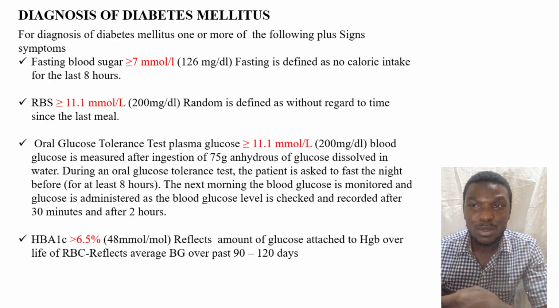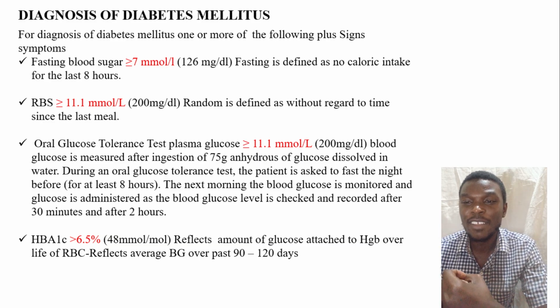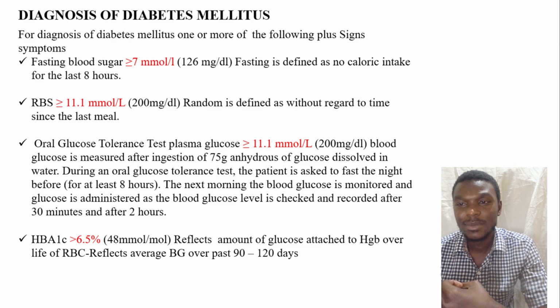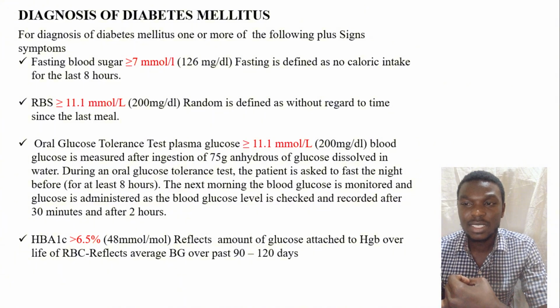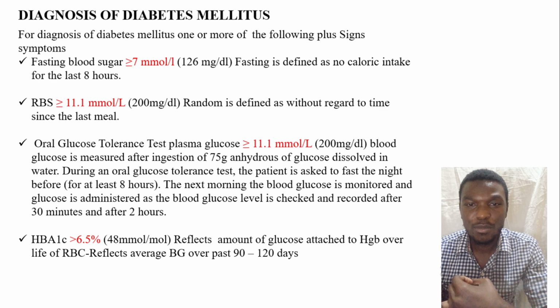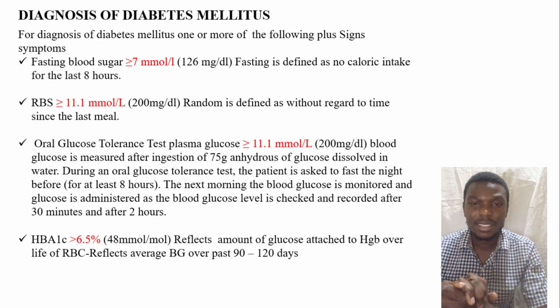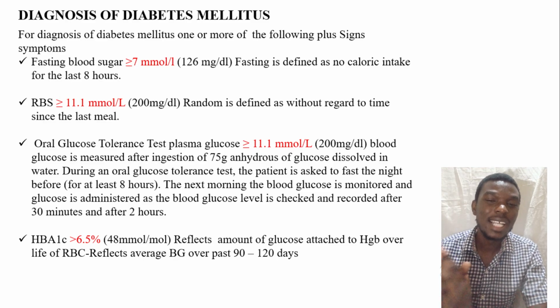Another test that you can do is to check the HbA1c. If it's more than 6.5%, then you'd say these patients are diabetic. So this one simply reflects the amount of glucose attached to the red blood cells over 90 to 120 days. So these are the tests that you do to confirm that the patient has diabetes, together with the signs and symptoms and the history.